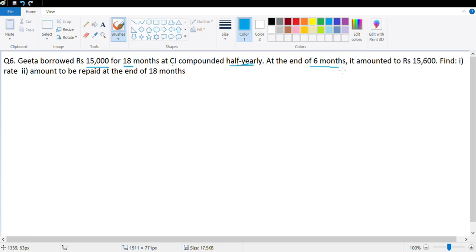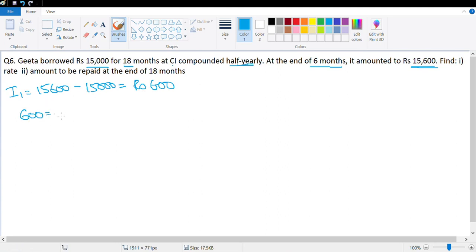At the end of 6 months, which is after one term, it amounted to 15,600. Okay, so let's use the formula. Interest for the first term, which is basically we are talking about simple interest. So interest for first term is equal to 15,600 minus 15,000, which is equal to rupees 600. Let's put it in the formula.